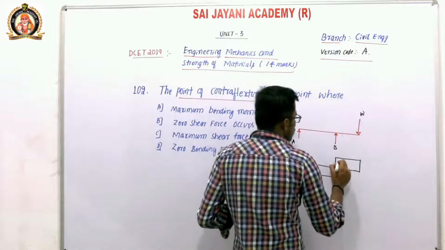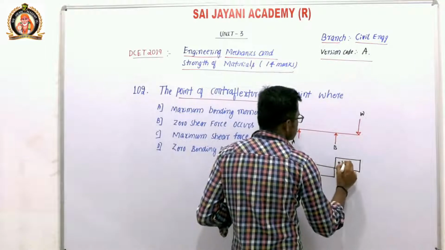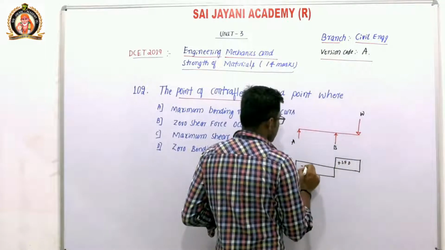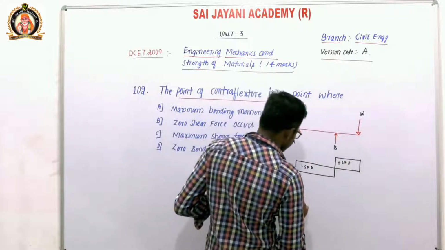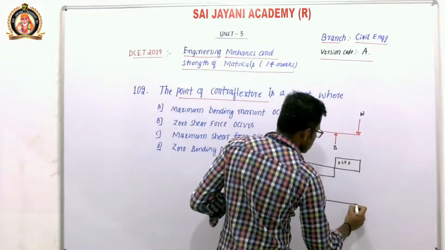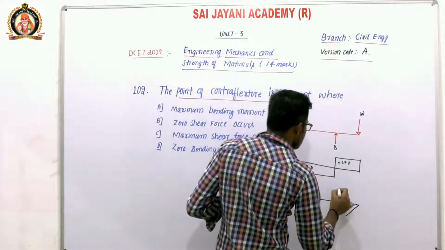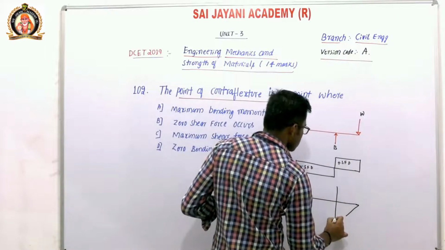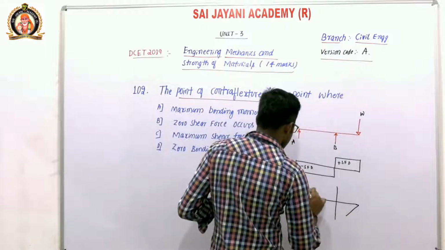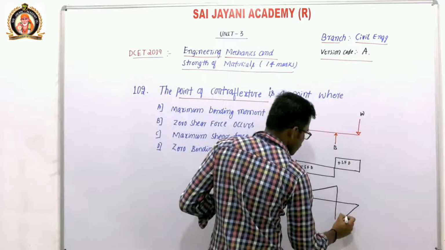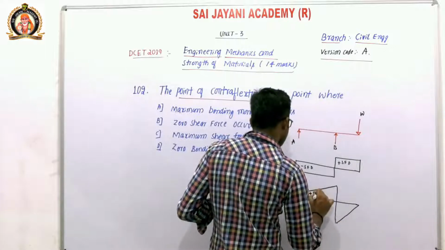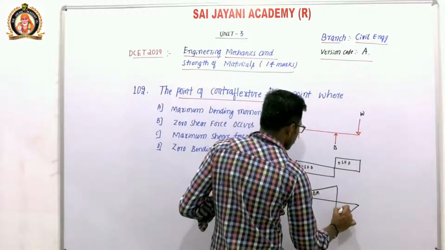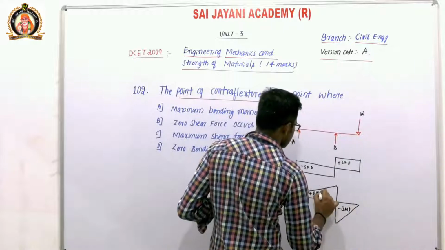So positive shear force diagram, negative shear force diagram. So the bending moment diagram will become like this: this is positive bending moment, this is negative bending moment diagram.